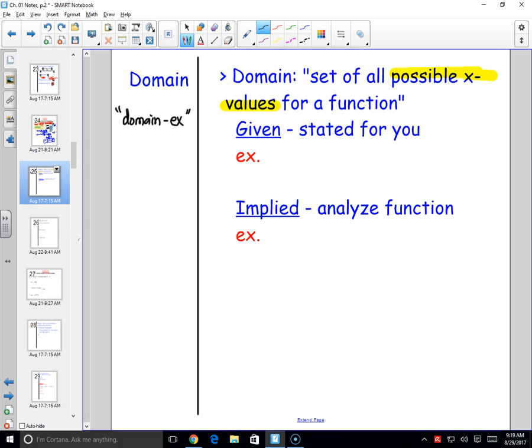I want you guys to look over here on this graph. If I'm looking for all possible X values on the graph on the board, my question to you is, first of all, is the domain restricted? How do you know it's restricted? Look at the graph. If it's all the horizontal values, how do you know that the domain is restricted?